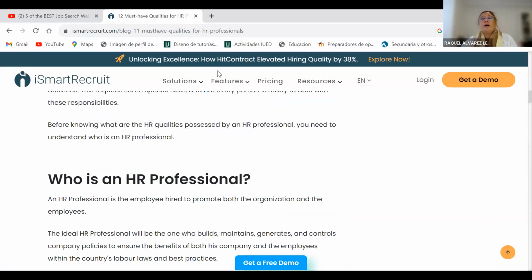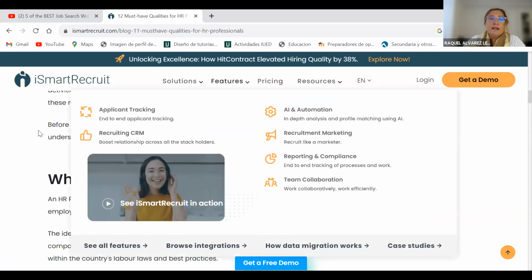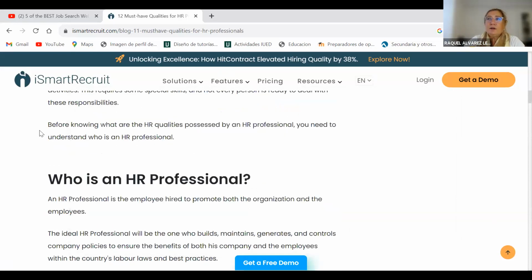So also I'm going to include this page in your documents in order for you to know some important things related with the recruitment and the capacities and abilities when you are working with human resources.